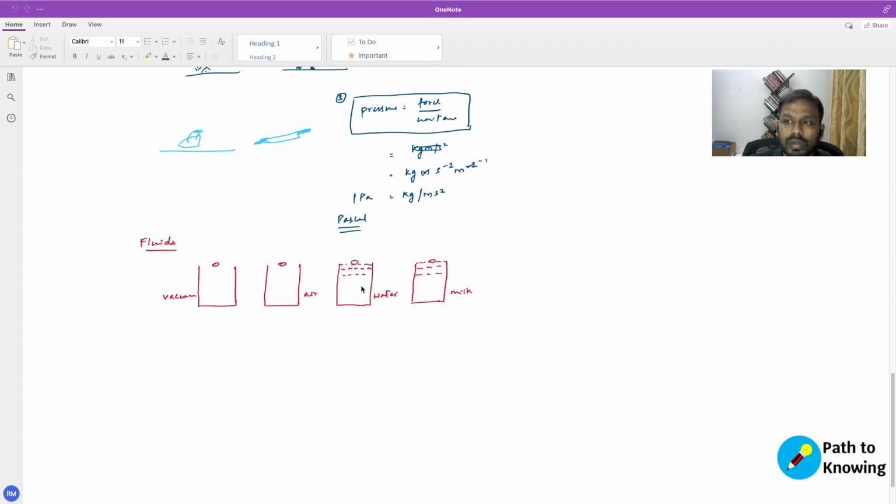Now, if you do the experiment with the same jar filled with another fluid, something like milk, you will see that the stone is going to take even more time to reach the bottom. The time that the same stone has taken has increased from here till here, and it's all because of the resistance provided by the medium, which is air in this case, water in this case, milk in this case. But in all four situations, the stone has reached the bottom, which means that the mass of the stone was able to exert, through its weight, a certain force, which made it go to the bottom.